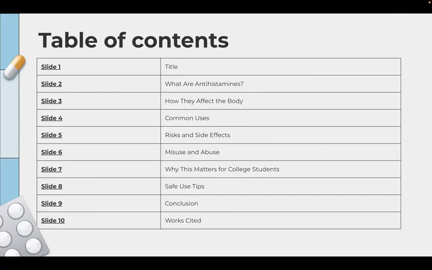The first slide is the title, the second slide is what are antihistamines, followed by how they affect the body, the common uses, the risks and side effects, and then misuse and abuse, and basically telling the difference between both of those, and then why this matters for college students specifically, and then some safety tips, and then wrap it up with a conclusion.